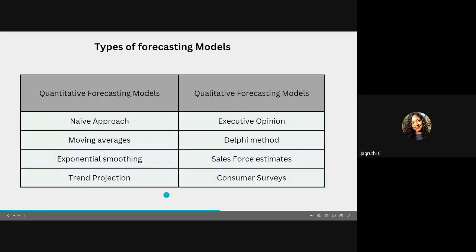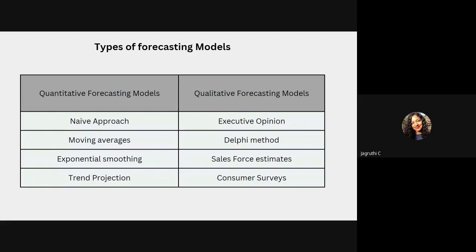Now, coming to types of forecasting models, there are actually multiple ways in which you can forecast your data. It can be predominantly divided into two types of models depending on the type of data that you use. One is quantitative, the other one is qualitative. Yesterday, when we were going through qualitative and quantitative data, just to put it in layman's words.